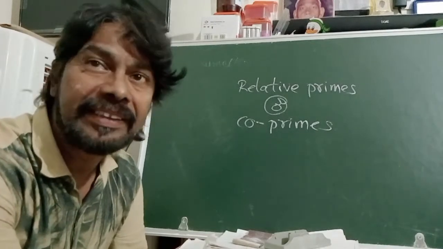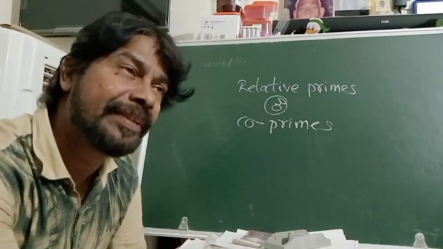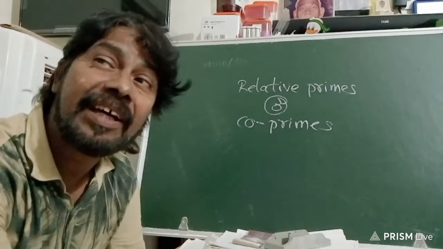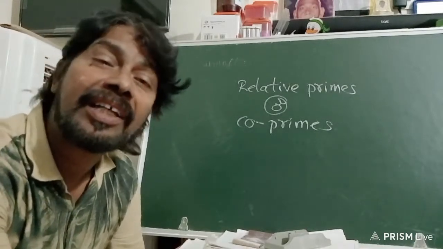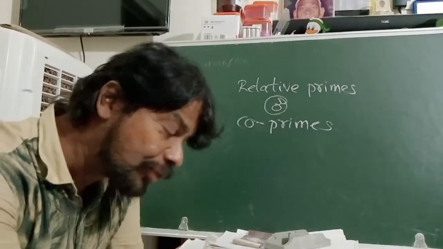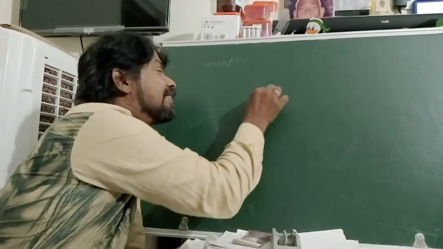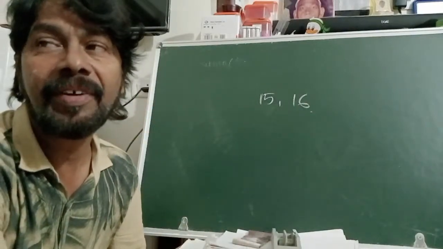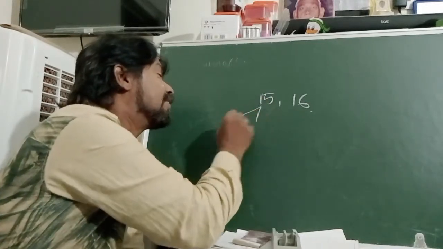If we take two numbers and find the factors for those numbers, and if those two numbers do not have a common factor, then we say those are called relative primes to each other. For example, we are taking the two numbers 15 and 16.